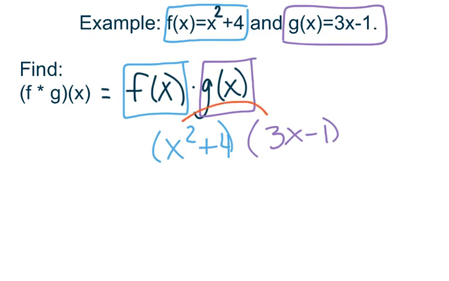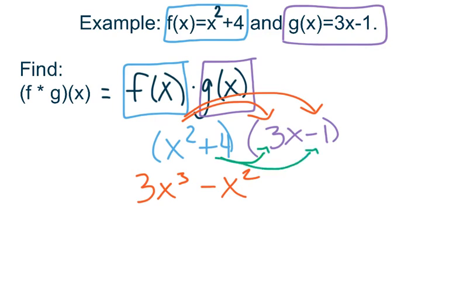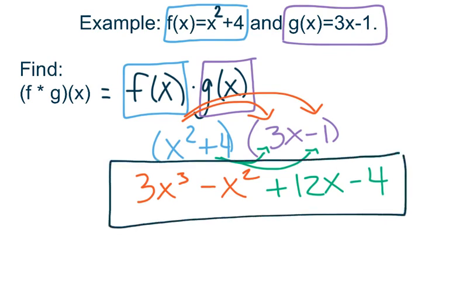So we're going to distribute the x squared to everything in the second parentheses. X squared times 3x is 3x cubed. X squared times negative 1 is negative x squared. I need to distribute the 4. So 4 times 3x is plus 12x. 4 times negative 1 is negative 4. And what's really nice about this one is there are no like terms to get together, so we are done.